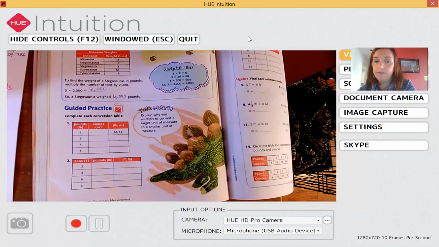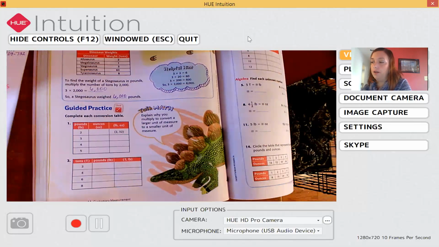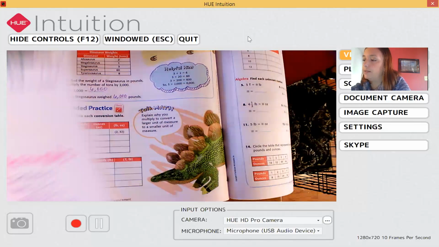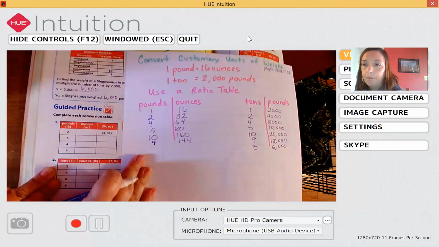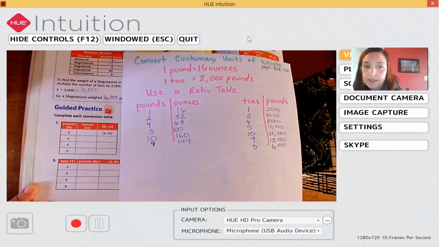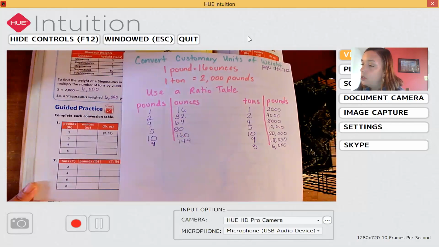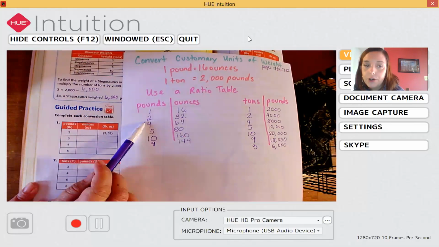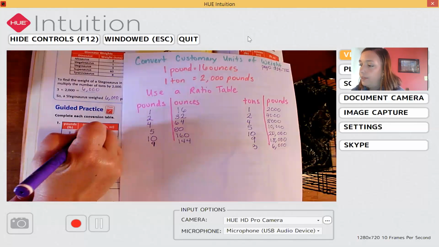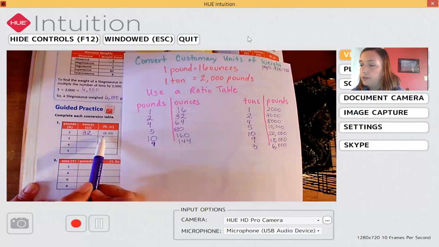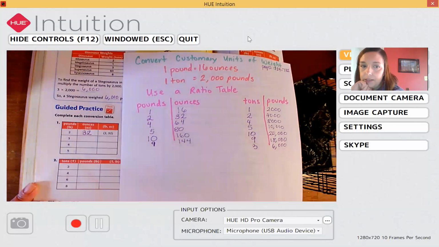Now, I already have some of this information on my ratio table that I made. So I'm gonna put my ratio tables here and I'm gonna use that to help us so that we don't have to keep doing the same work over and over again. So here I have pounds and ounces. I already have on my ratio table here that 2 pounds is 32 ounces. So I'm gonna put 2, 32. And then we have our ordered pair, 2 pounds, 32 ounces. Okay, so now I'm gonna go with 3.